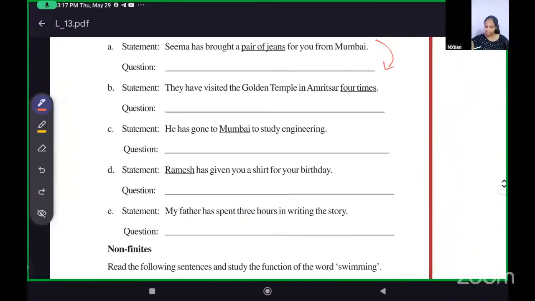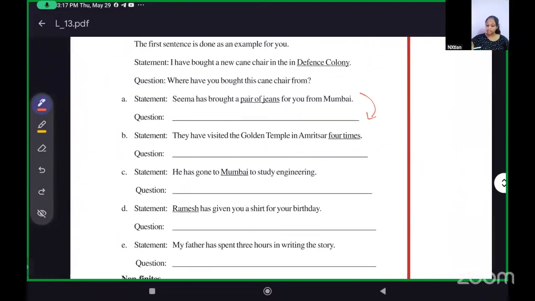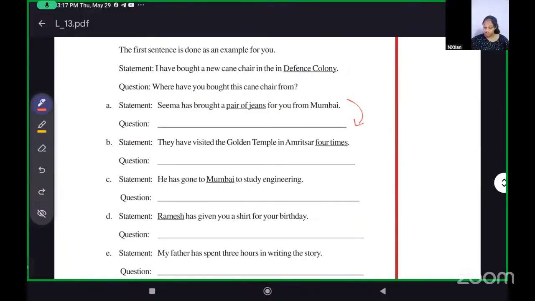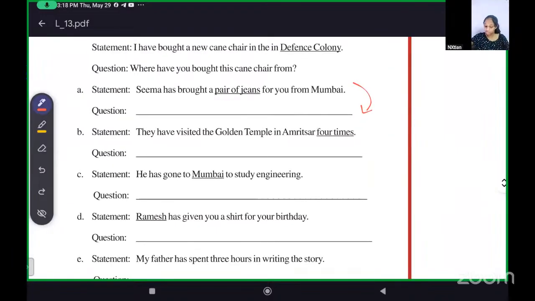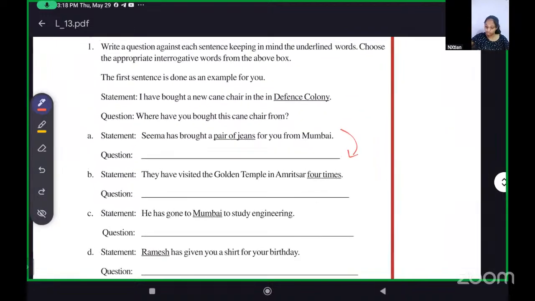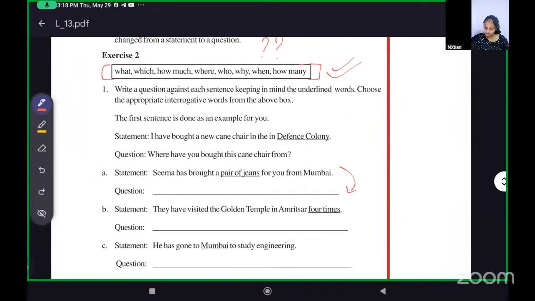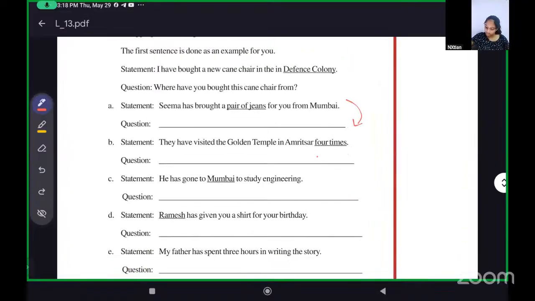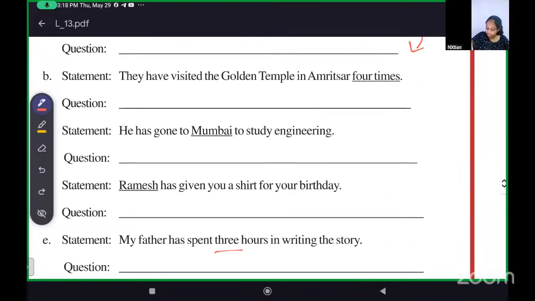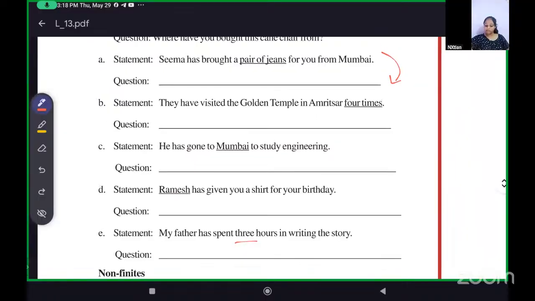My father has spent 3 hours writing this book, ma'am. Underline some random word. You underline a random word. Okay. I'll underline any number. Ma'am, please underline, ma'am. Okay, I found it.